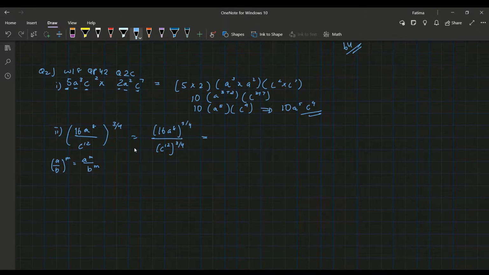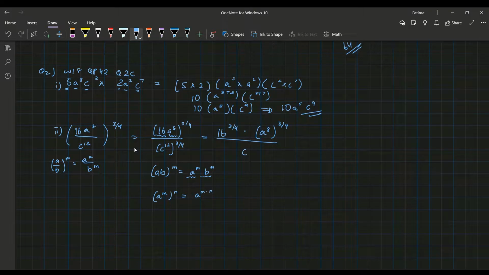Now for the top part, or the numerator, I would be applying the rule that (ab) to the power m is equal to a^m times b^m. So in this case, 16 will be our a, and a^8 will be our b. So this would be 16^(3/4) times (a^8)^(3/4). And for the denominator, I'd be applying the rule that (a^m) raised to n is a^(m×n).